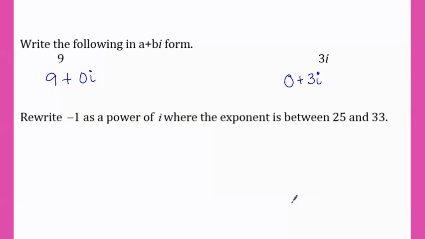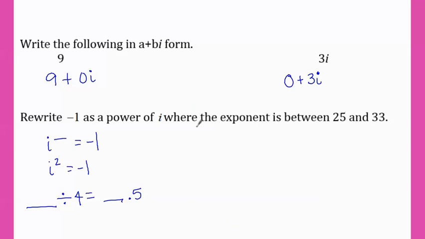And now we're going to do a little working backwards. Rewrite negative 1 as a power of i where the exponent is between 25 and 33. For these, think back to your problems at the beginning when we were simplifying based on the exponents. If we want i to a power to equal negative 1, well, we know that i squared equals negative 1, which means the exponent divided by 4 would have to equal something with a 0.5 on the end.